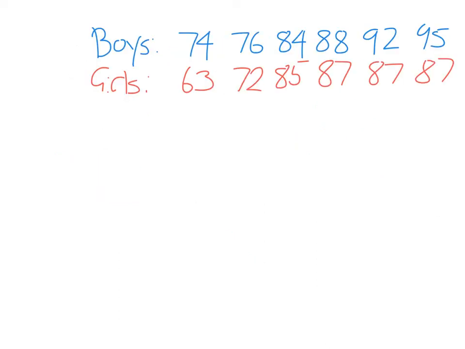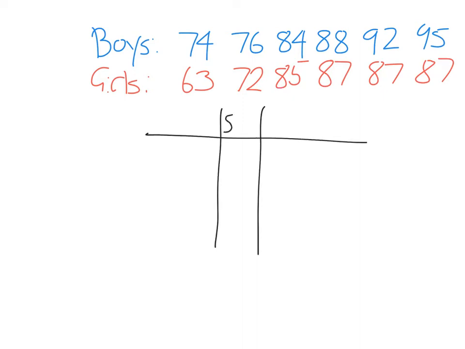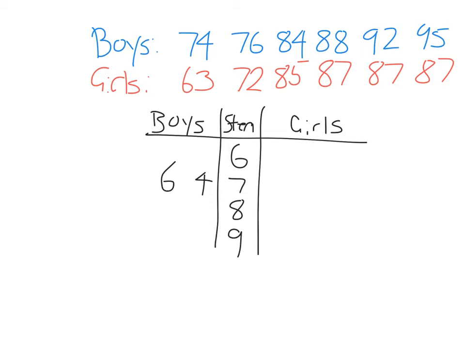So let's say we've got a list of scores of two groups, in this case boys and girls, and we want to compare them. So a good way to compare them is to draw up a back-to-back stem and leaf plot. So it's just like a normal stem and leaf plot, but you have two groups here. Okay, so here we need scores in the 60s, 70s, 80s, and 90s. So we always make sure that the data is ordered, and it allows us an easy comparison.